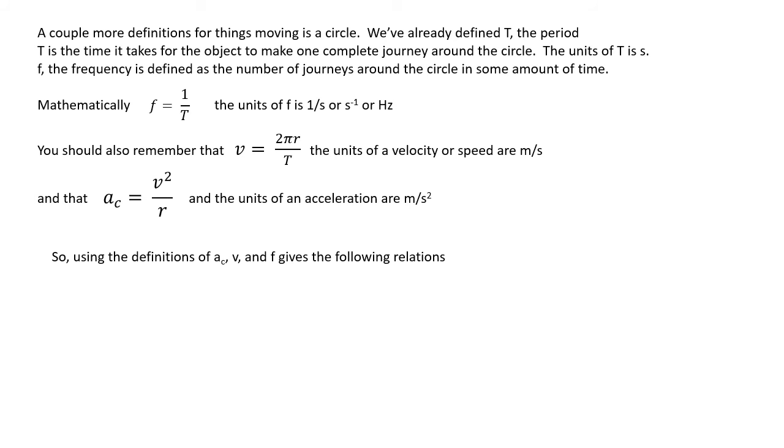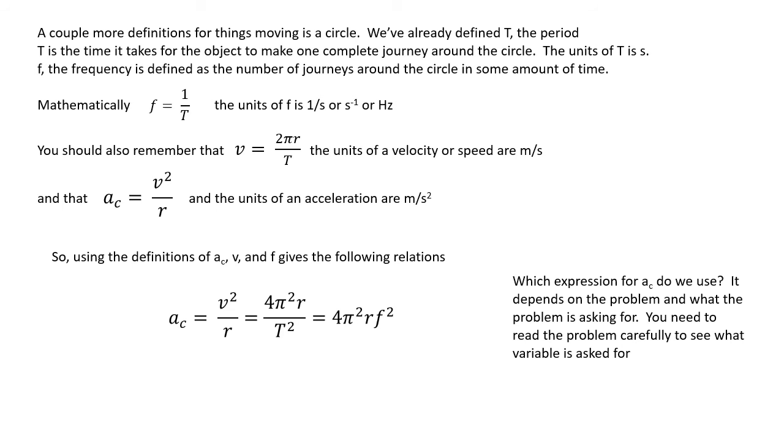So, using the definition of a sub c, v, and f, we can get the following relations. A sub c is equal to v squared over r. If I substitute the 2 pi r over T for v, I get 4 pi squared r over T squared. And then if I use f is equal to 1 over T, I get 4 pi squared r f squared. Which one do you use? It really depends upon the problem. So you have to read the problem carefully, see what the problem is giving you or what it's asking for, and then pick the appropriate value or expression for a sub c.